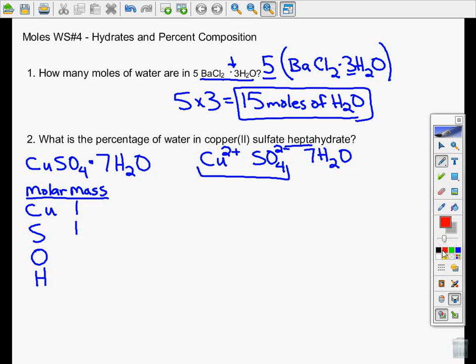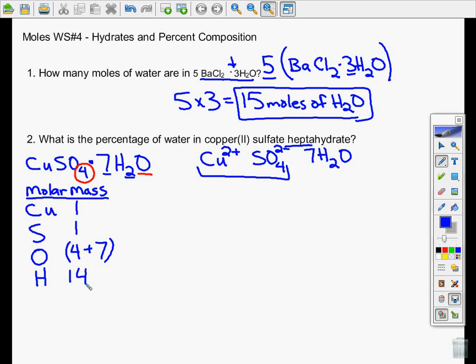Now for the oxygens, you'll see I have 4 here, but I also have oxygen over here, and for every single copper 2 sulfate that I have, 7 of these waters. So what I really get for oxygen is the 4 from the copper 2 sulfate, plus I have 7 waters, which is 7 H2Os. I have 7 from each of the water molecules that is attached. And then finally for the hydrogens, I have 2 hydrogens per water, but I have a total of 7 waters. I have 14. So that's how many total elements I have in here.